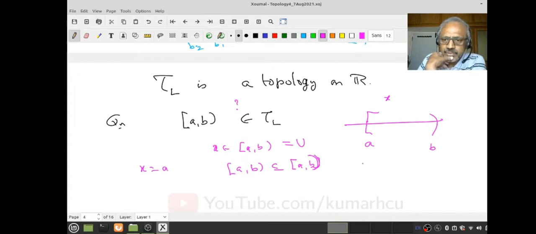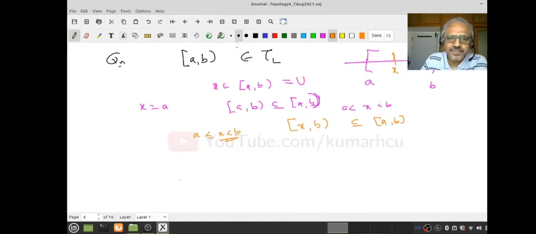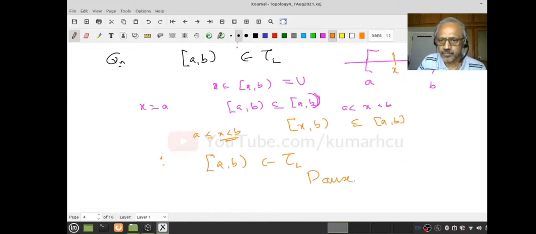Now suppose I have an x such that a is less than x less than b. What do you think I will do? So this is my x. Then what will I do? I will take [x, b). Therefore, in any case, whether a is less than or equal to x less than b, this is contained in [a, b). Therefore, what did we understand? We have seen that for every [a, b), the semi-closed interval, this is an open set. Pause, review, proceed.